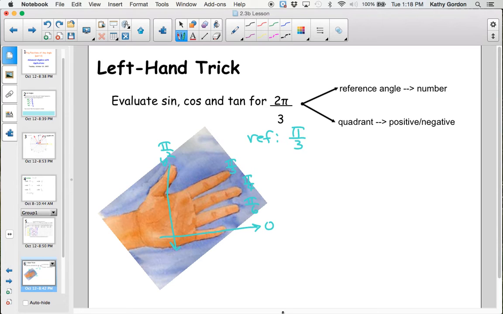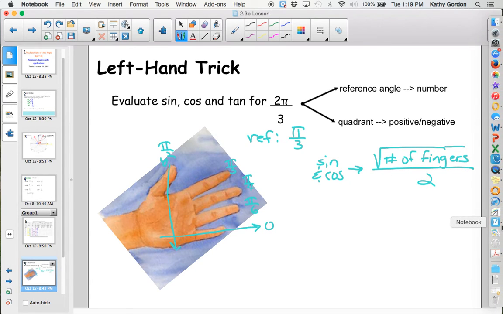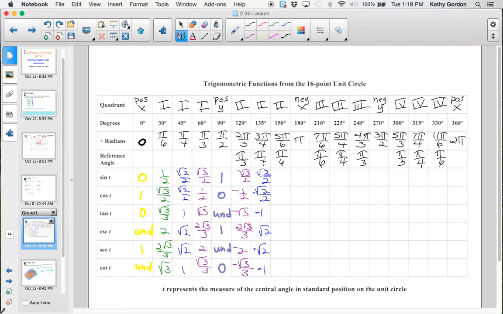Now how do you actually find it? For sine and cosine, you're going to take the square root of the number of fingers over 2. Because if you go to this table and you look at all the answers we get for sine and cosine, they're all over 2. Except for 0 and 1. But everything in between is always over 2. The choice is: is it 1 over 2, square root of 2 over 2, or square root of 3 over 2?